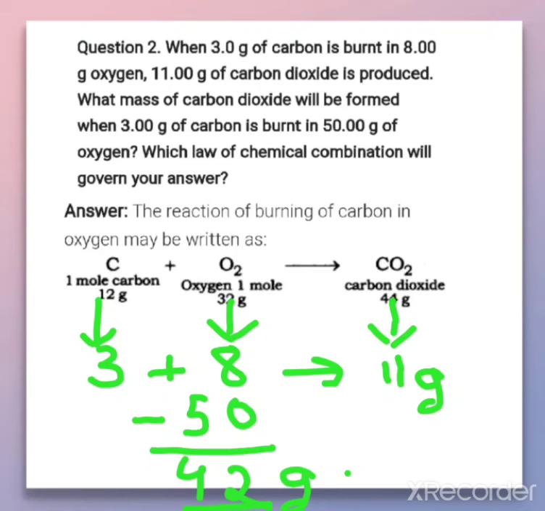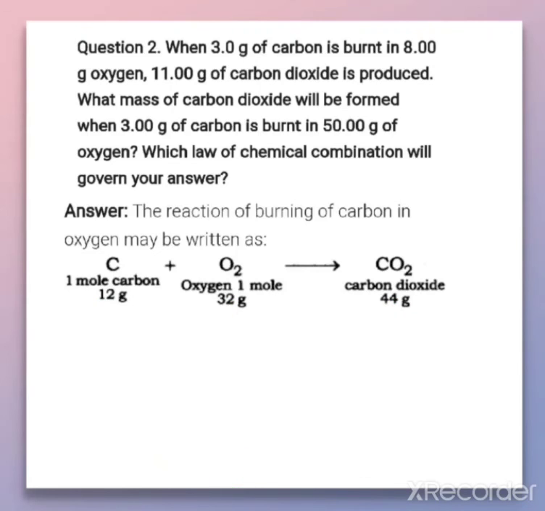So what is the answer? That is 11 gram of carbon dioxide is produced. So that is the answer. Here one more question is asked. Which law of chemical combination will govern this answer?